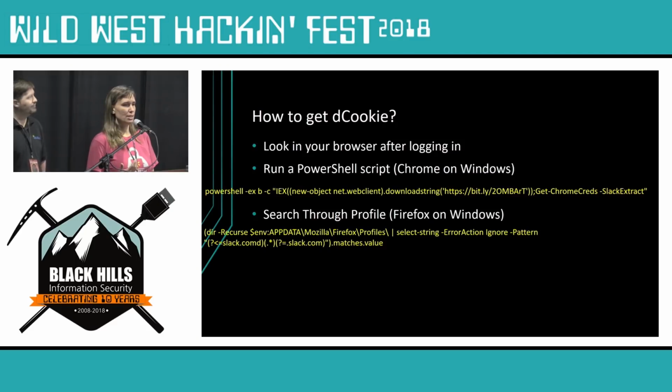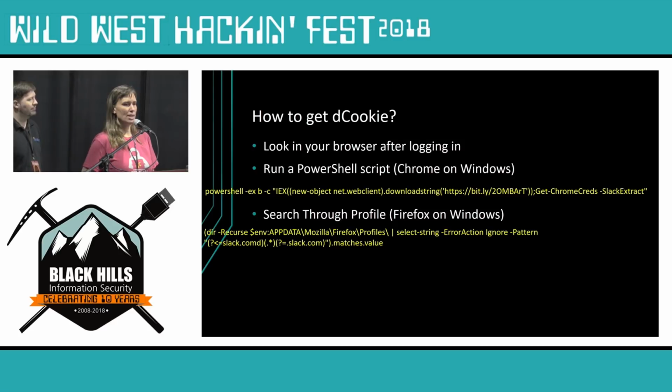So how do we get the D cookie? We can look in our browser after we log in. If we're not pen testers, we just want to extract all of our own information because we want to search through the files or the data that we put in there for whatever reason. Or if we're a pen tester, a red teamer, we may have compromised someone's Slack credentials, and we might want to pull down all this information that they have. So if we log in as them, we grab their D cookie, and now we extract information as if we were them.